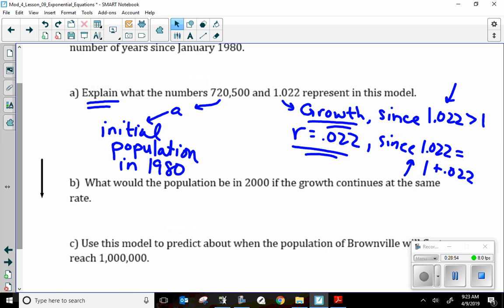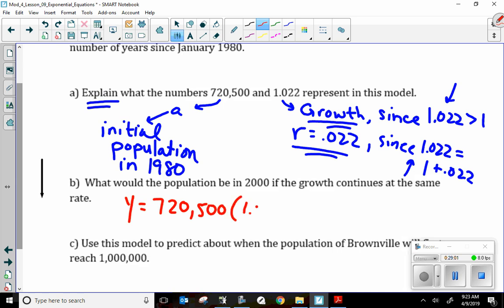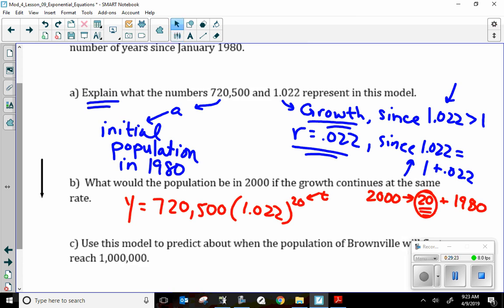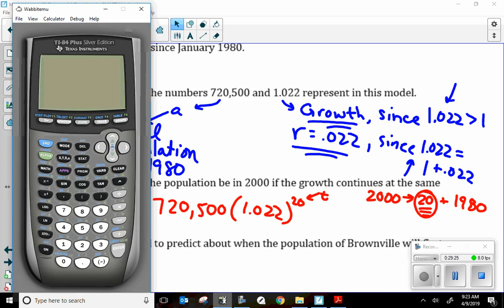Now, this is good. My equation is y equals 720,500 times 1.022 to time. My time is years since 1980. 2000 is 20 years plus my 1980, right? It's 20 years since 1980. So I can't put 2000 in for my exponent. I need to put 20 in. And then I need to hit the enter key in the calculator and see what it gives me.